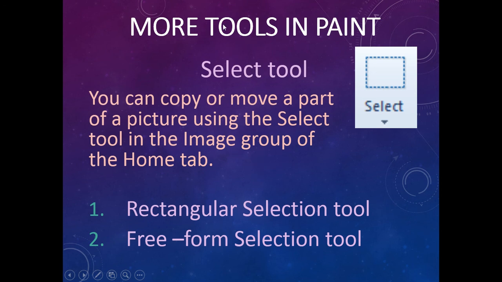Next topic is more tools in Paint. Okay, you have the select tool. So what is the use of the select tool? You can copy or move a part of a picture using the select tool in the image group of Home tab. So this select tool is present in the image group in the Home tab, and there are two select tools, that is rectangular selection and freeform selection. Let us see these uses later on.